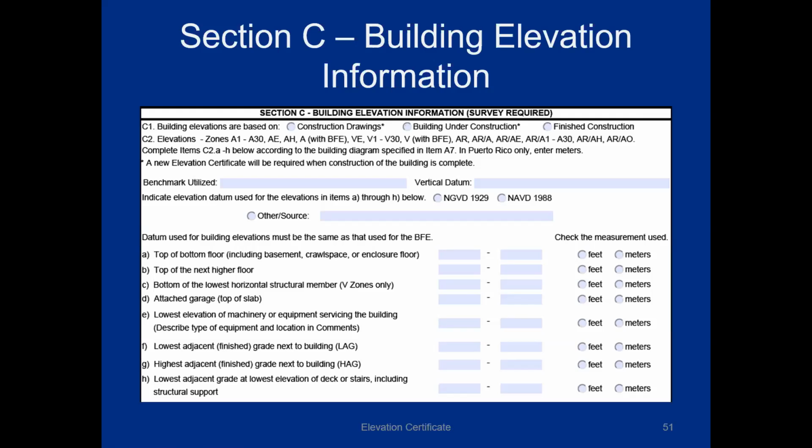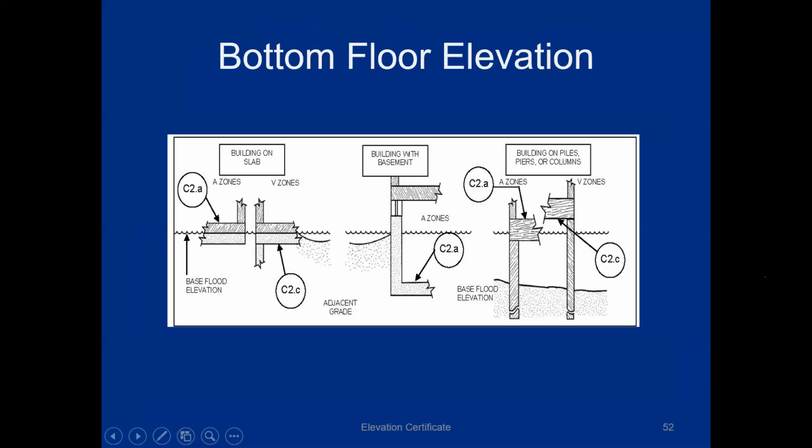They could be allowed for non-residential construction, provided that the enclosure is dry floodproofed. If it's dry floodproofed, however, you would be required to have a floodproofing certificate instead of an elevation certificate. So you wouldn't be using this form anyway. So residential construction should always have top of bottom floor equal to or higher than lowest adjacent grade. Here's a couple things to look at for bottom floor elevation. If it's a slab, here's your bottom floor, top of that slab elevation.